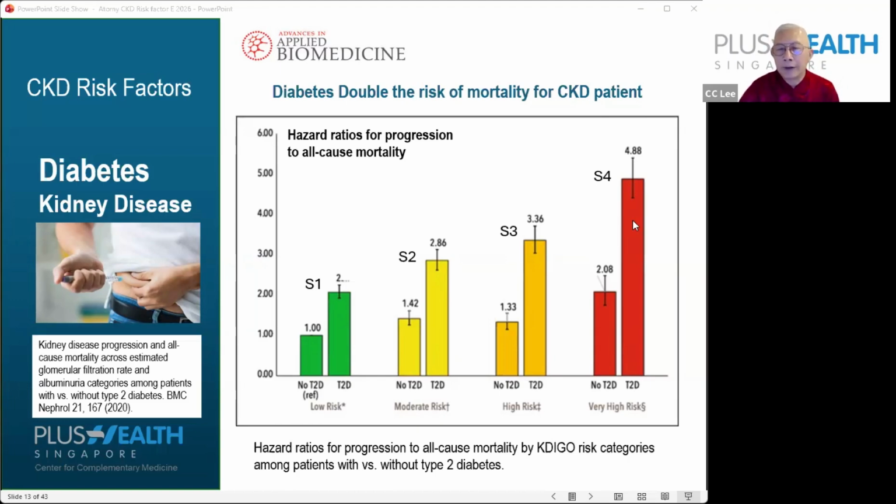So in the case of stage 4 CKD, you can see from here, the risk of dying for a CKD patient with type 2 diabetes is about 4.88 compared with a CKD patient without type 2 diabetes, whose risk is only about 2.08. So basically, if you have CKD and you have diabetes, your risk of dying is double.